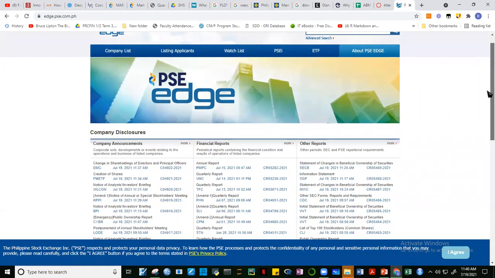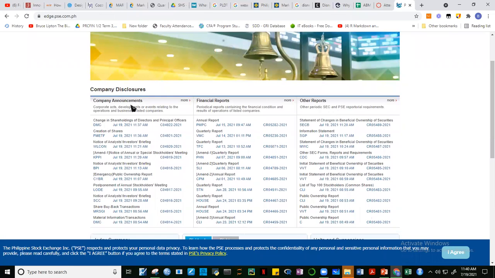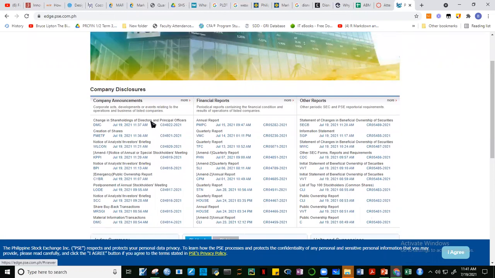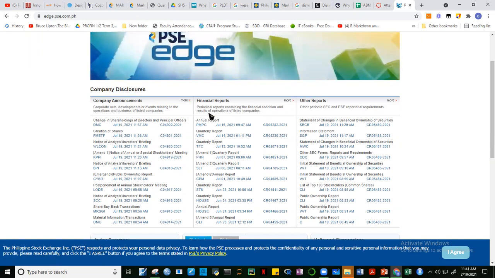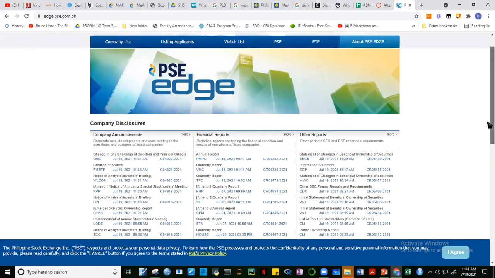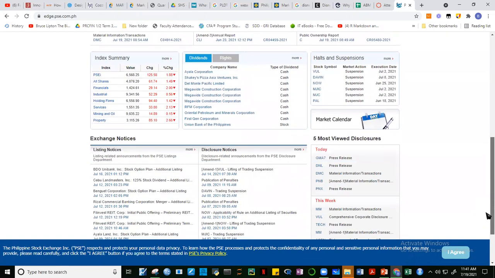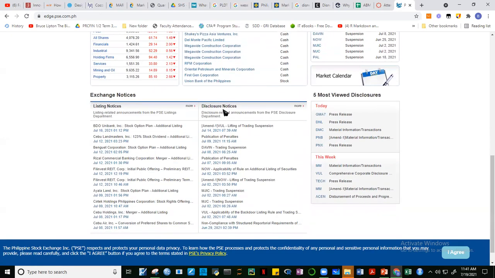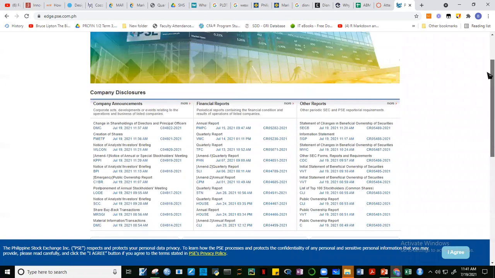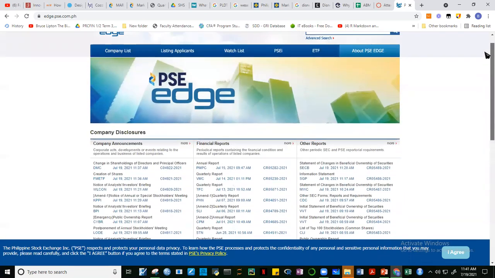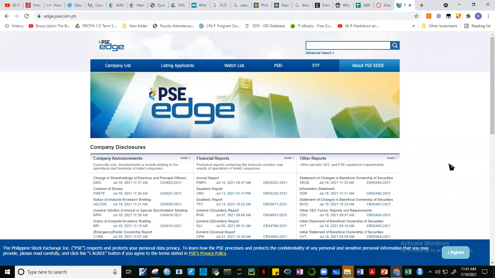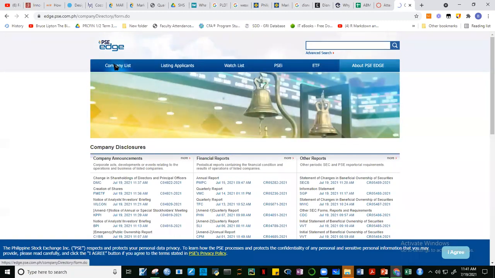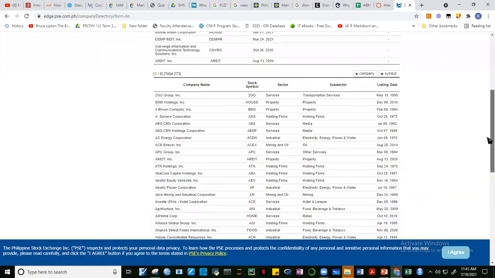So PSE Edge, here you have company disclosures, announcements nila. Okay, so change in shareholders, shareholdings of directors and principal officers. So yung mga important na to guys: company announcements, financial reports, other reports required ang company na i-disclose. Okay, so we have here several information, disclosure notices, listing notices, a wealth of information, so that any would-be investor will be equipped to come up with a sound investment decision, kung saan ba sila i-invest, no?